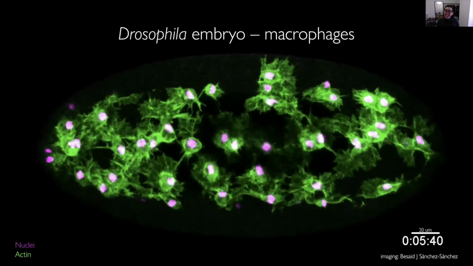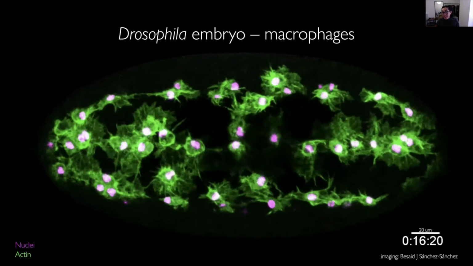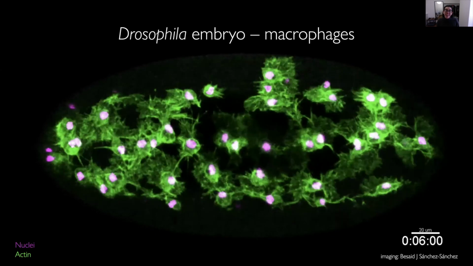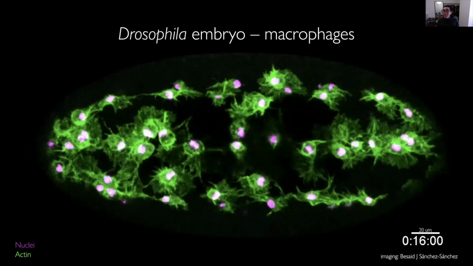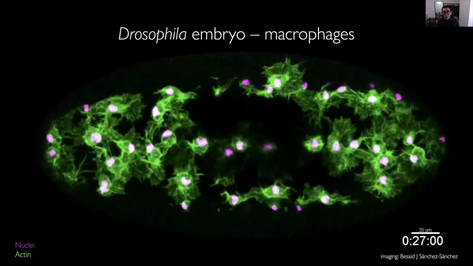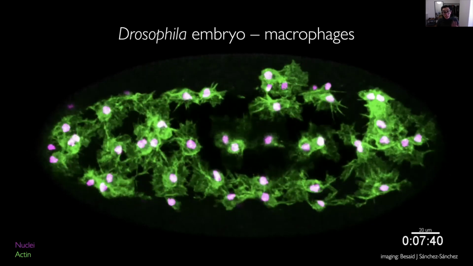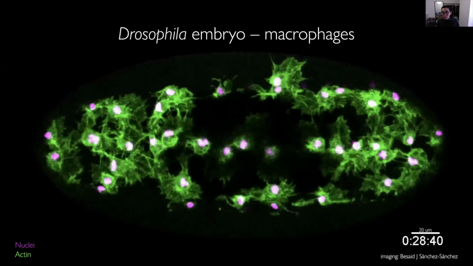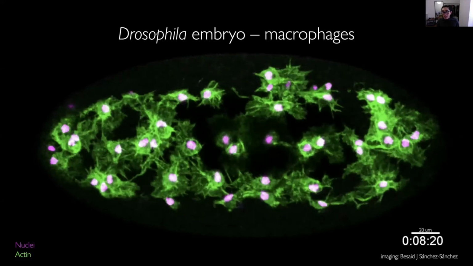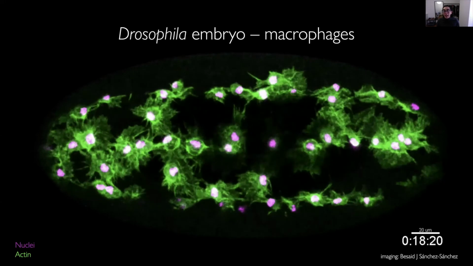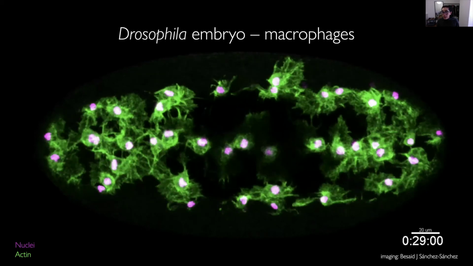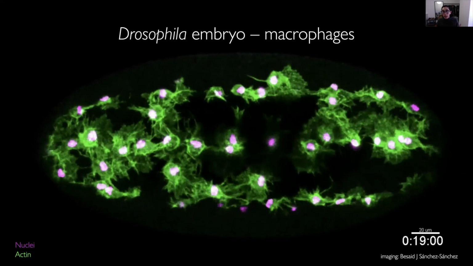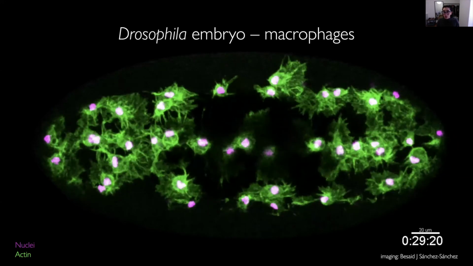So here you see a Drosophila embryo. It's a fruit fly. The embryo is alive and happy, and you see here some cells that we really like that are called macrophages. These cells that you see here, nuclei in magenta and actin cytoskeleton in green. For those of you who are not familiar with cell structure, actin is a network of fibers which is highly involved in the locomotion of cells, and it is really dynamic, as you can see from this movie.